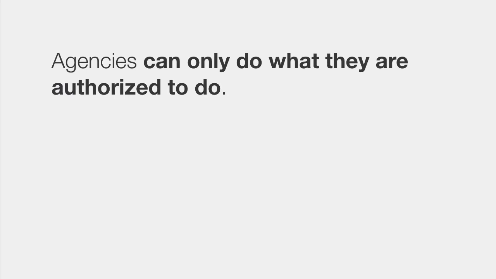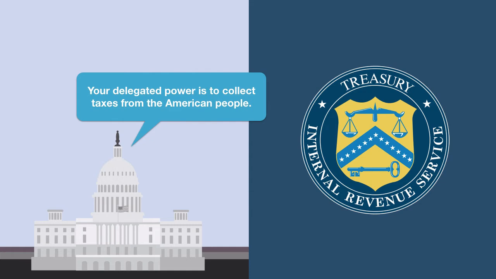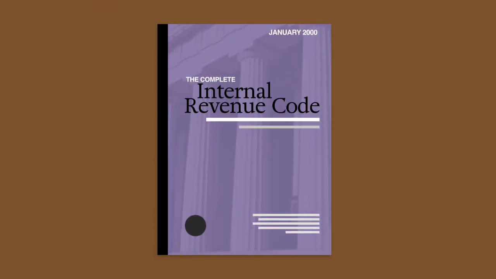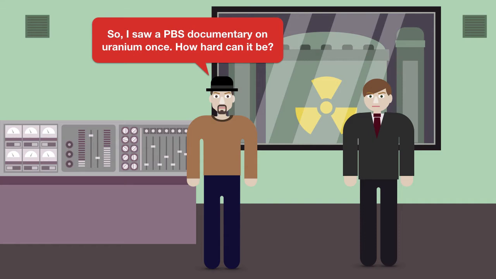Agencies can only do what they are authorized to do. Congress authorizes and directs the work of agencies through enabling legislation. For example, when Congress first passed the Internal Revenue Code, it created the Internal Revenue Service. Congress also delegated to the IRS the power to collect taxes, giving it authority to carry out the work Congress assigned it to do. The Internal Revenue Code is an example of enabling legislation. In this statute, Congress sets the amount of the tax and directs the IRS to figure out how to collect the money.